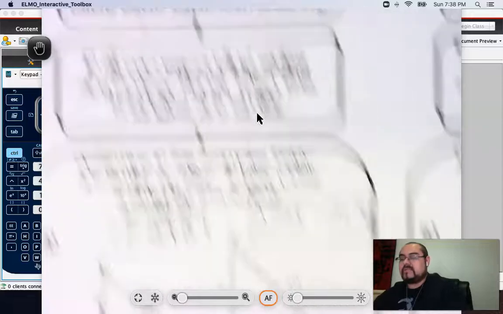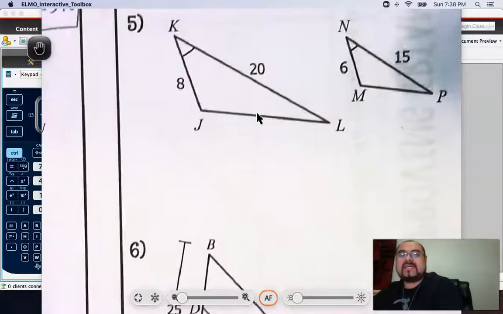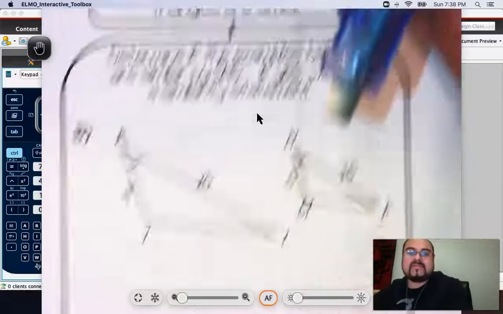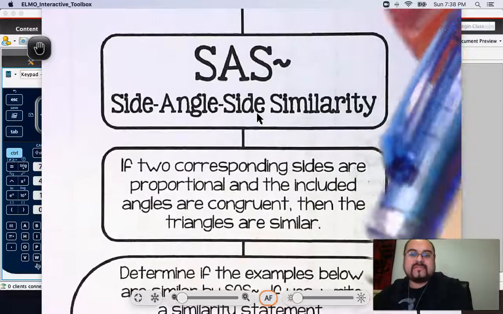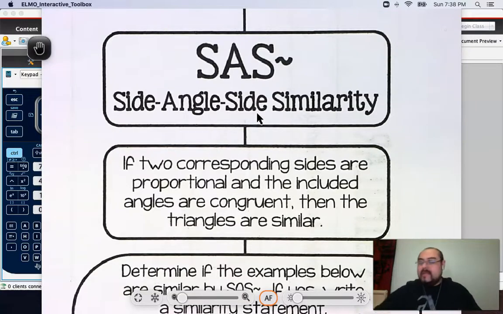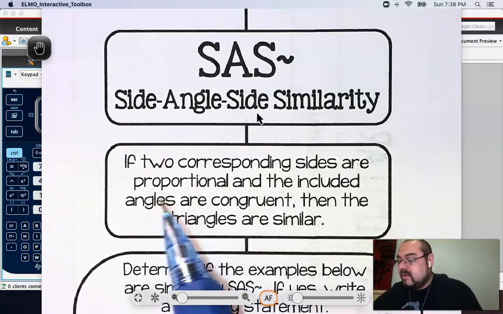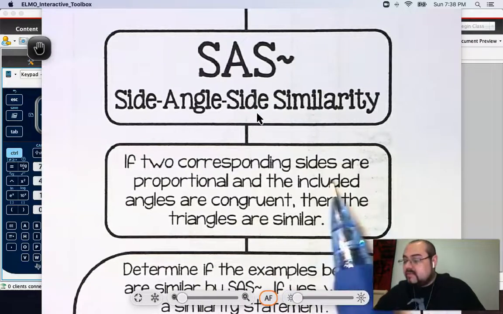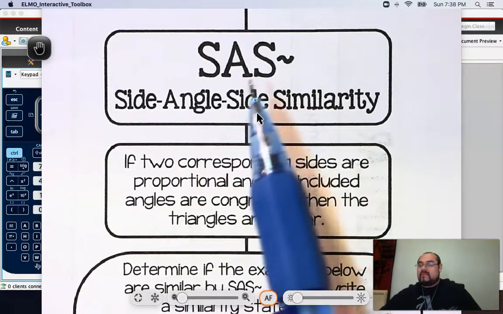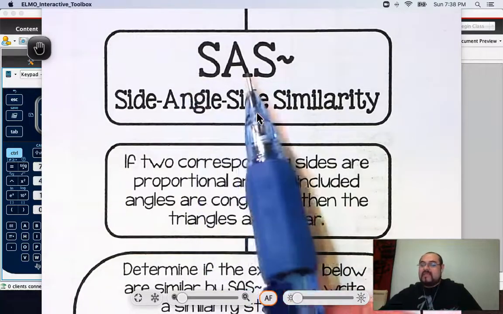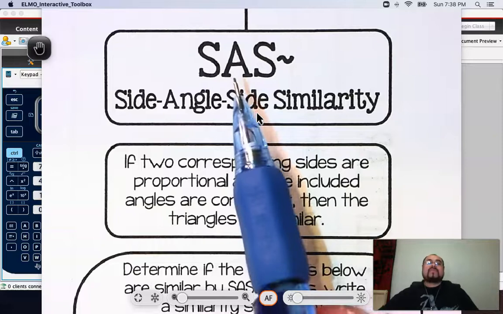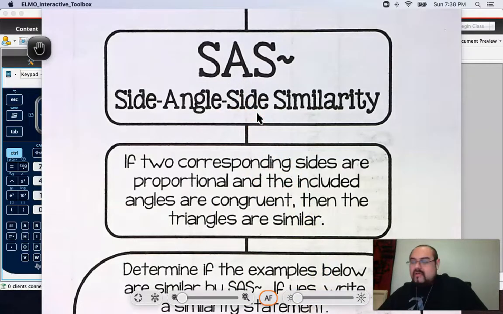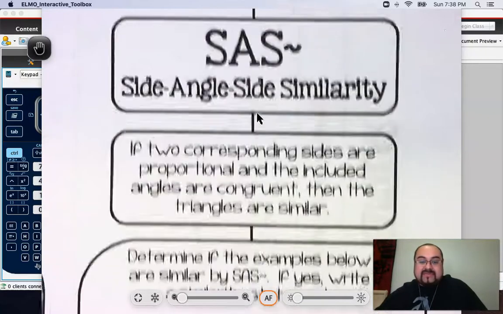From there, we'll go ahead and go on to the last postulate, which is side-angle-side similarity, or the side-angle-side postulate. According to this, it says, if two corresponding sides are proportional and the included angles are congruent, then the triangles are similar. Now the keyword there is included. In other words, notice how the angle's in the middle of the two sides. The angle has to be included. It has to be in between the two sides that you're checking for proportionality. And you'll see that here when we work out some of the examples.